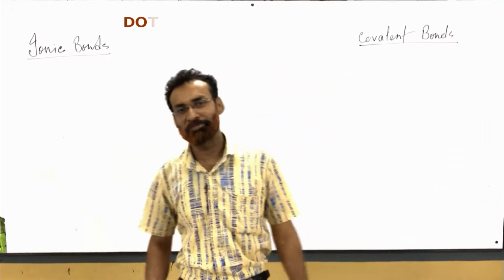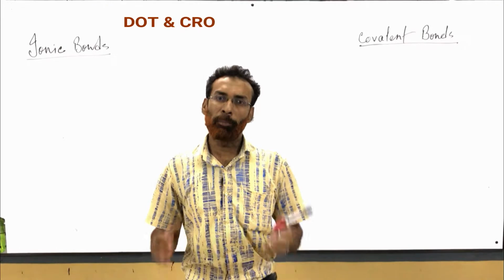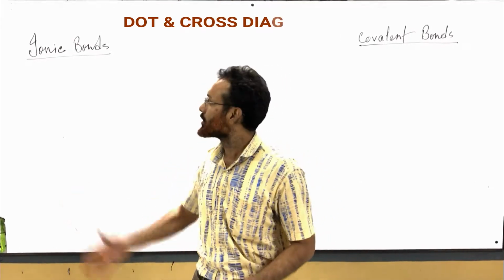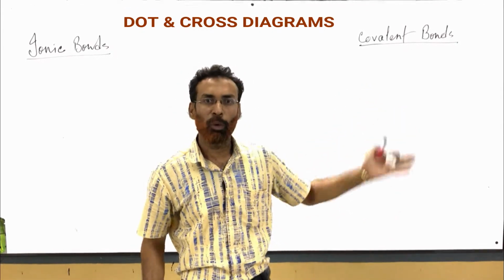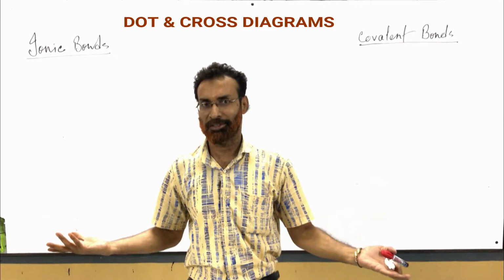Hello dear student, our topic today is dot and cross diagrams. Basically we have two types of dot and cross diagrams. One is for ionic bonds and another is for covalent bonds. With the dot and cross diagrams we just show their bonding.